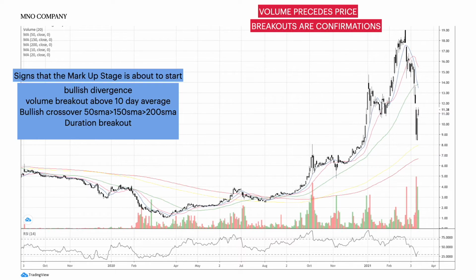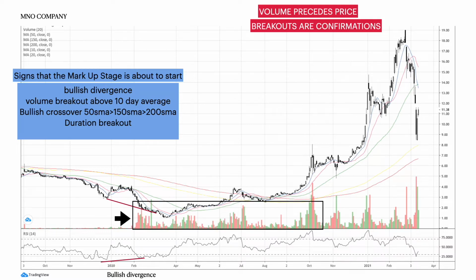What are the conditions that prepare a stock for the markup stage? First is a bullish divergence, that means that the downward momentum is weakening and is a good candidate for reversal. Second, volume precedes price. There are unusually high volumes prior to the move. Volume breaks above the 10-day volume high. This means that the market is starting to express interest.